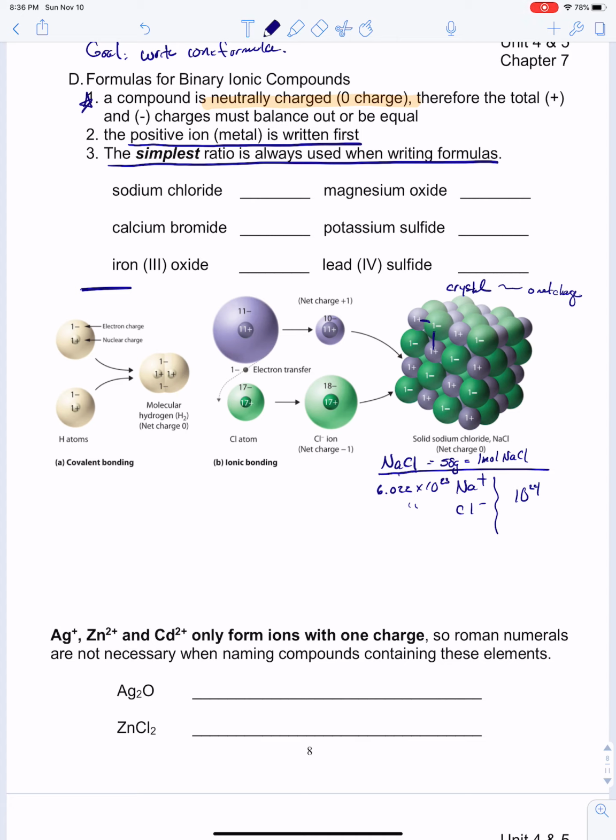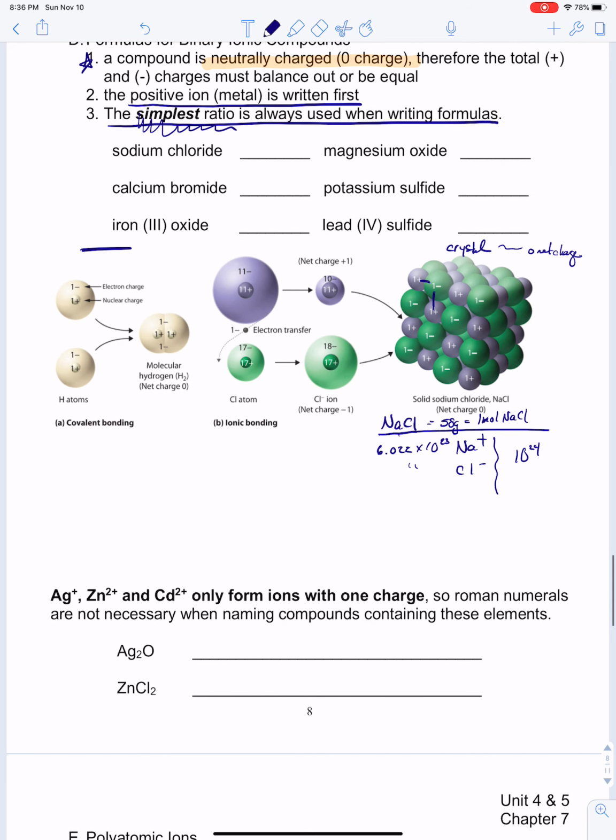What the formula actually represents is the simplest whole number ratio. The simplest whole number ratio between sodium ions and chloride ions is 1 to 1. We have 1 sodium +1 ion and 1 chloride -1 ion. So they're going to combine together to form an ionic compound where sodium ions and chloride ions combine in a 1 to 1 ratio in this huge aggregate mass of ions to form a compound known as sodium chloride. So sodium chloride's formula is NaCl.